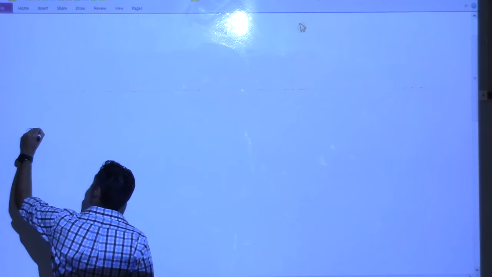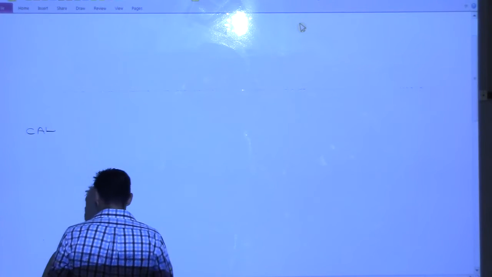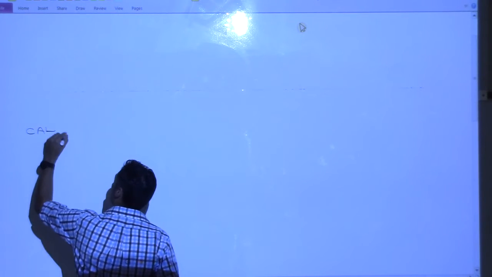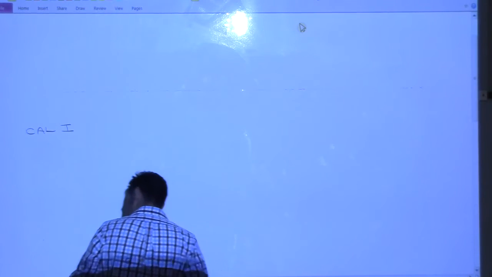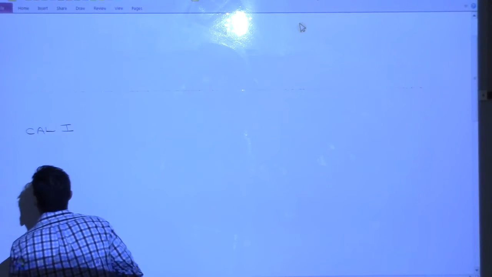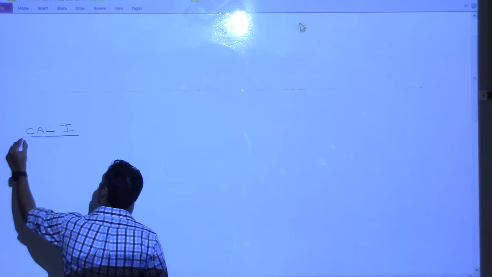Okay, so in Cal 1, this is a brand new marker. What the hell, man? These markers are terrible. Wow. Okay, let me try the blue one. There we go, that's a little better.